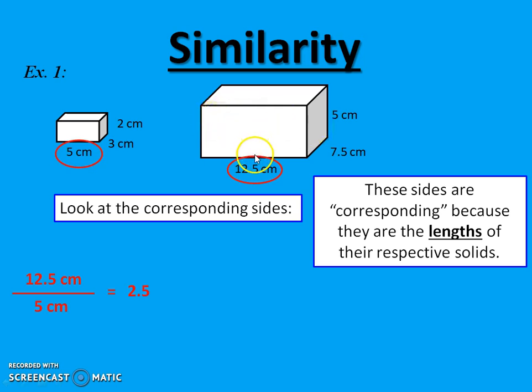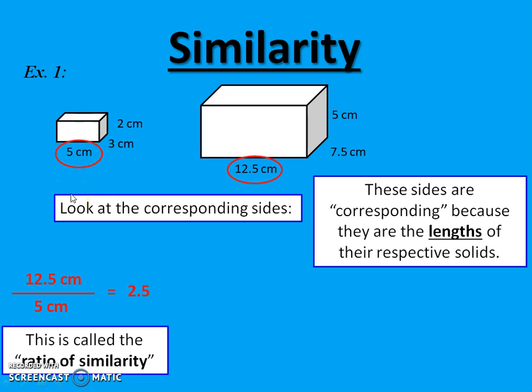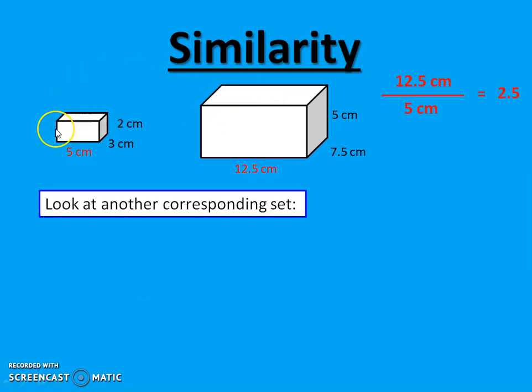It means that this measurement here is 2.5 times larger than this measurement. And that is called the ratio of similarity between these two prisms. If they are in fact truly similar, then all the other corresponding measurements, so the middle of the 3 dimensions and the middle of the 3 dimensions here, meaning 3 is between 5 and 2, it's the middle, and 7.5 is between 12.5 and 5, is the middle.